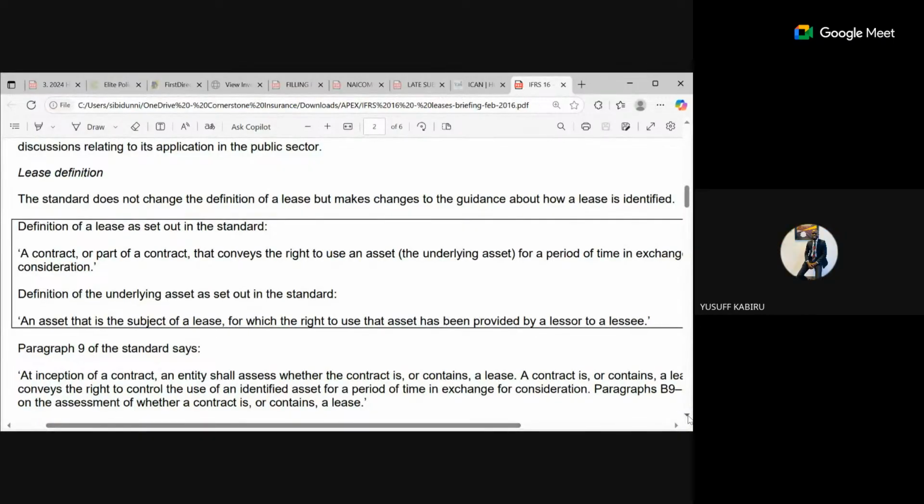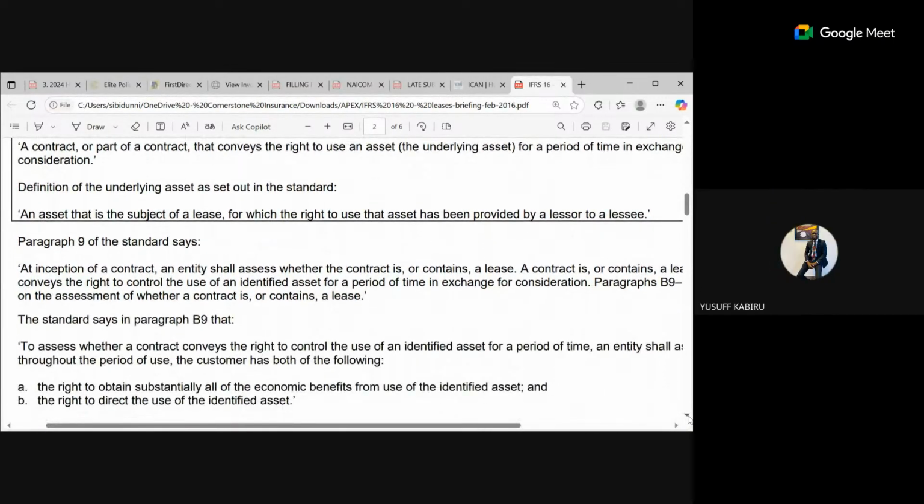Paragraph 9 of the standard says that at the inception of the contract, an entity shall assess whether the contract is or contains a lease. This is very, very important.